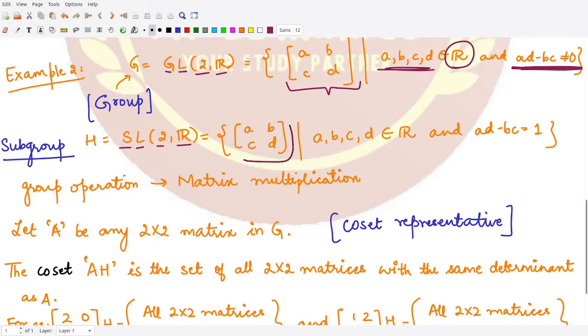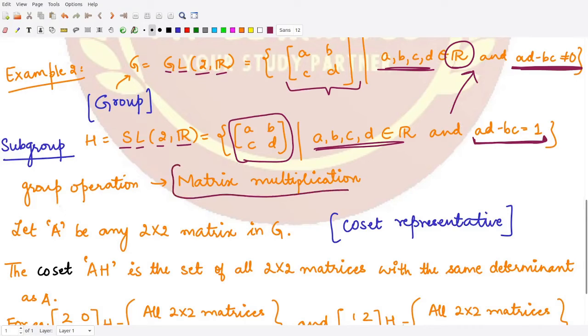It consists of all 2 cross 2 matrices with real entries such that the determinant ad minus bc is exactly equal to 1. So all such matrices whose determinant is exactly equal to 1. Obviously this is a subgroup of the group G. Here the group operation is matrix multiplication. Now, in order to create a coset, we need a coset representative. So let's select it from the group G.